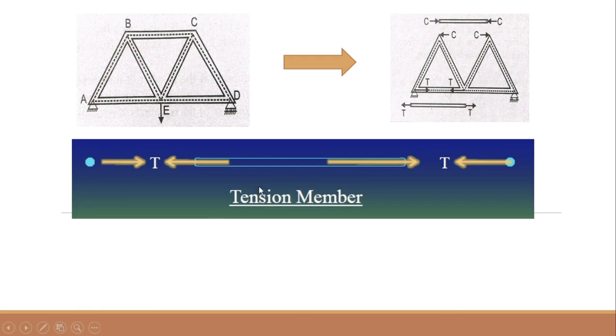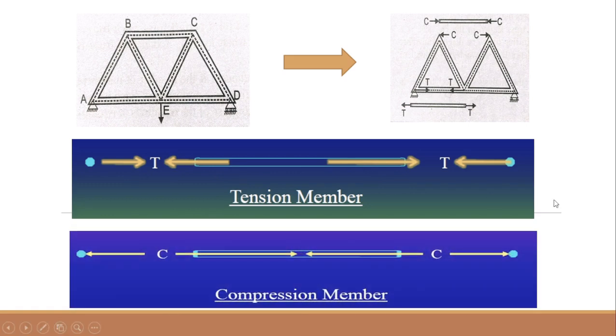So see here, tension member. In the member you can see the tension is like this, it is going away. And in compression, it is also in the member. So this is a tension member, which is drawing away from each other. This is a compression member which is coming together.